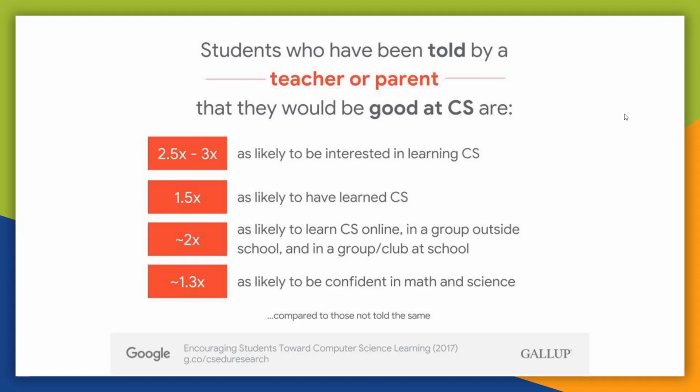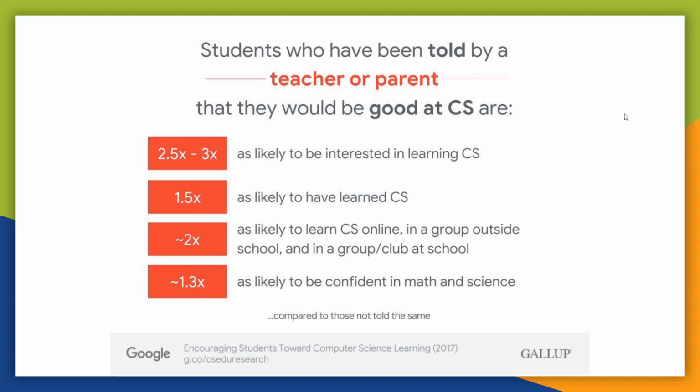A little bit more data for you. Google and Gallup did a poll of parents, administrators, and students over the course of a couple different years and have a lot of rich data about computer science in high schools and in K-12 in general. Students who've been told by a teacher or a parent that they would be good at CS are 2.5 to 3 times as likely to be interested in learning computer science. So that's where that personal encouragement strategy is a really high impact one.